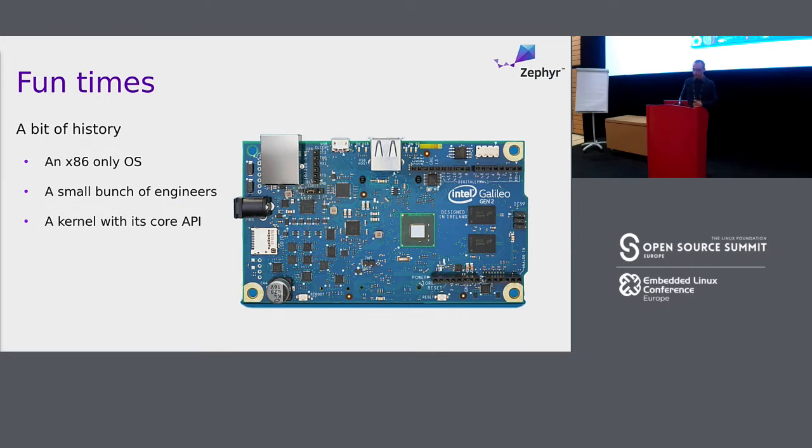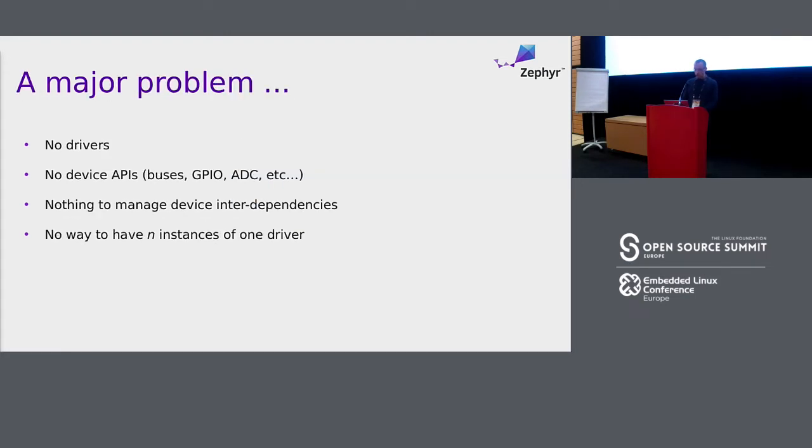And we had the kernel itself, but nothing else. Which means you had no buses, APIs, or anything. The only thing that we had was basically the not-so-fun Galileo target, which was our first embedded device to work with. And of course, we had a major problem.